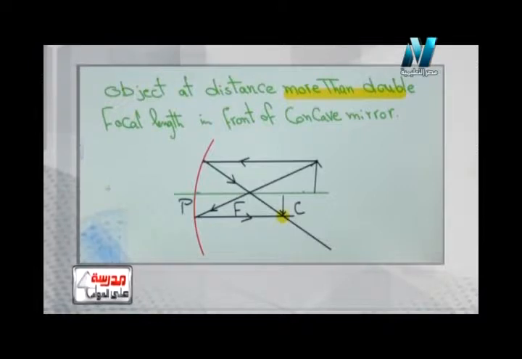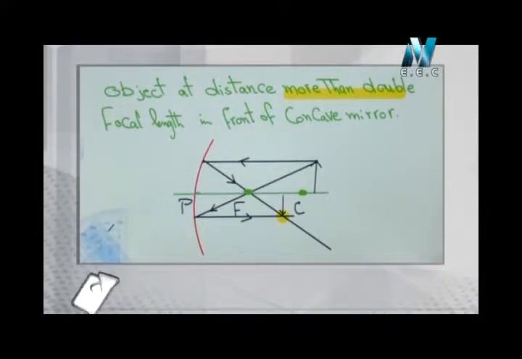Number two, it is real. Why real? Because it is formed due to intersection of the reflected rays. A real image can be received on the screen. And number three, diminished, meaning smaller than the object. And number four, where is its location? Between F and C. The image came out here in the middle.